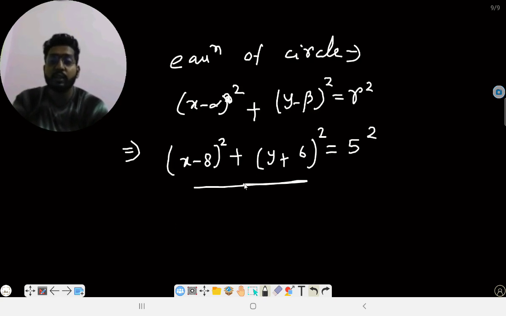Now if I expand this one, we'll get the proper answer. But this is also the answer. So the answer will be (x minus 8) whole square plus (y plus 6) whole square equals 5 square, that means 25. So that will be the equation of the circle.